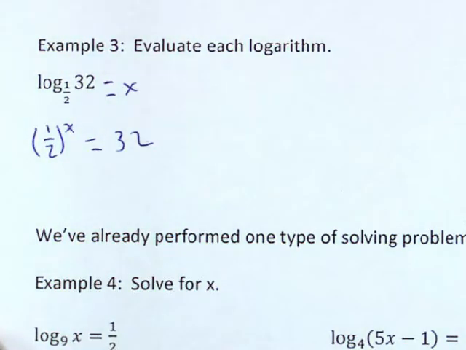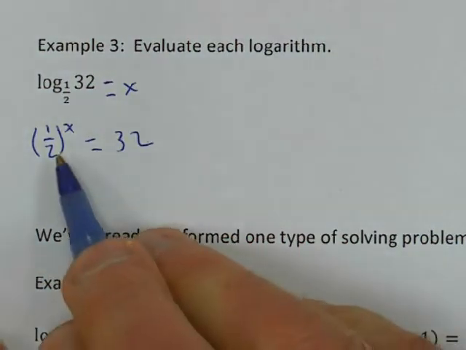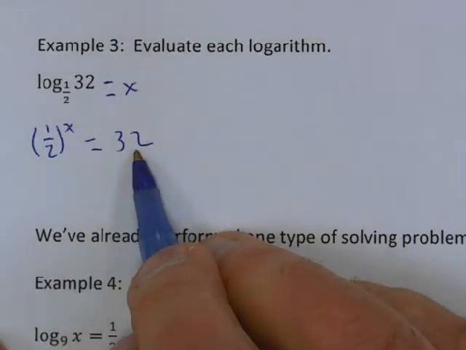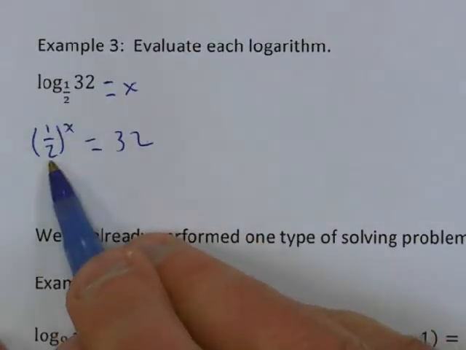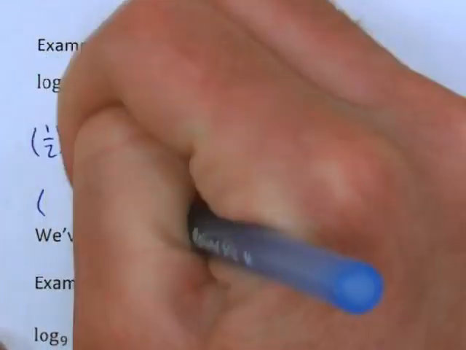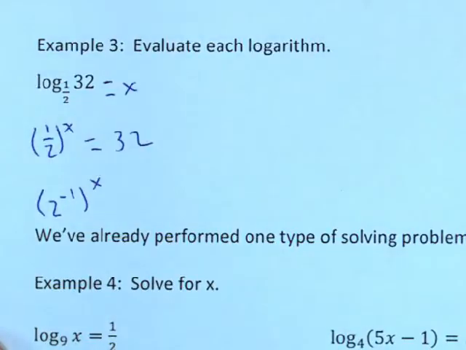Okay, and then here I want to get a common base. So again, ignore the fractions or radicals or exponents. I look at your numbers, 2 and 32. What's my common base have to be? Well, 2. I want to write both these things as 2 to a power. So let's see. Instead of 1/2 to the x, I could write that as 2 to the negative 1 to the x equals, and 32 would be 2 to the 5th.